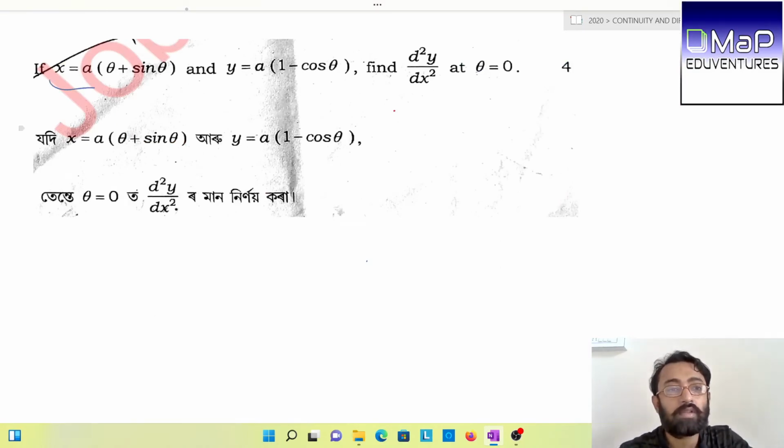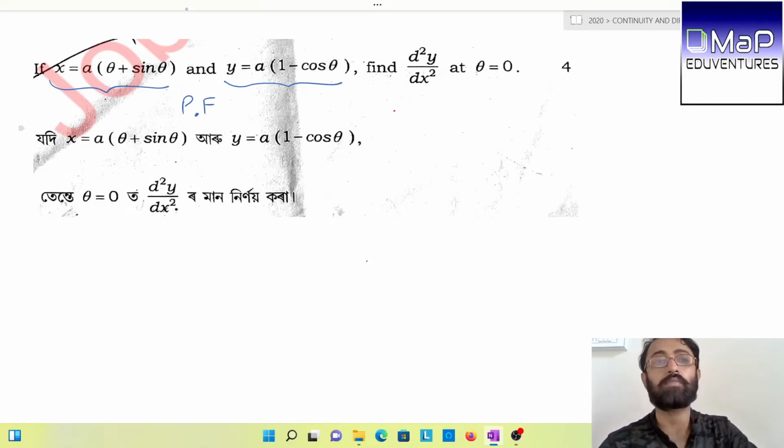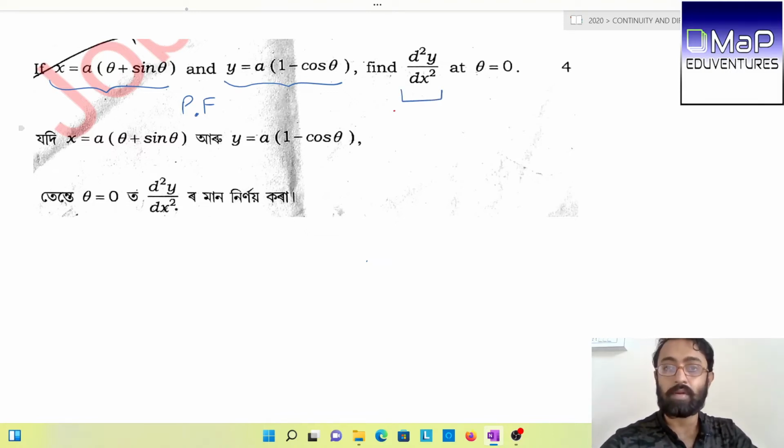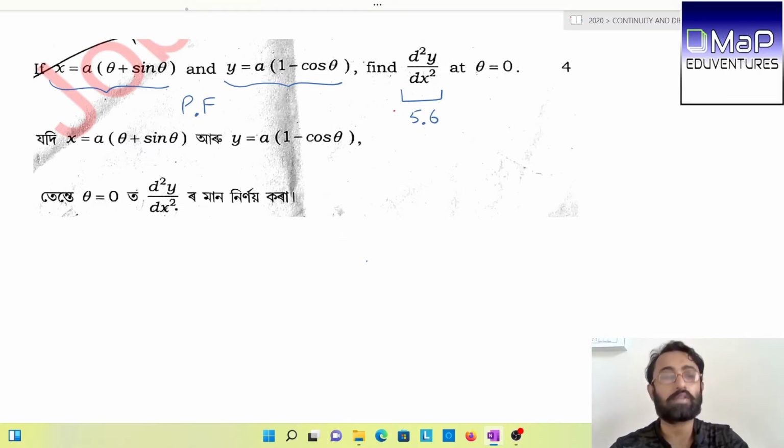If x equals a(θ + sin θ), y equals a(1 − cos θ). Now this is a question in parametric form. So together these two equations form a parametric function. Now we have to find d²y/dx². Now remember, in exercise 5.6 we did parametric functions, but in that exercise we only differentiated one time, but here we have to differentiate two times.